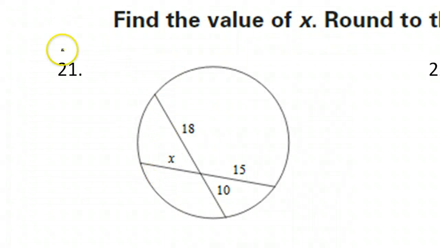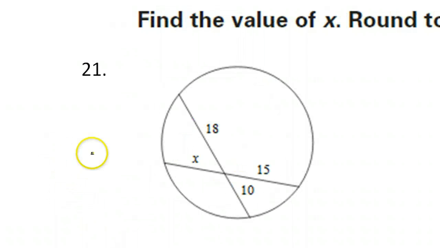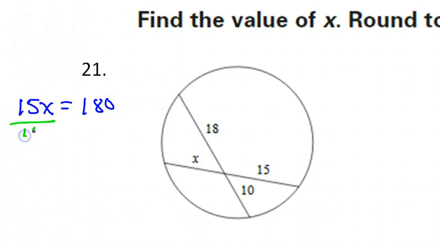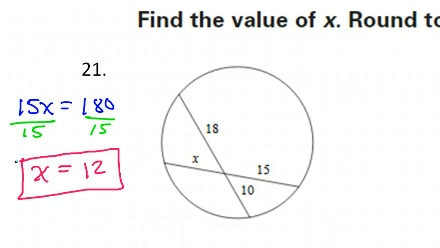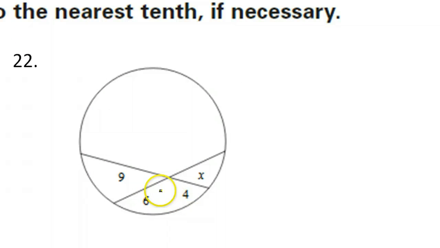So in this case, the relationship gives us that x times 15 equals 18 times 10. X times 15 is also known as 15x. 18 times 10 is 180. So if I want to solve this for x, I will simply divide both sides by 15. Let's see, 180 divided by 15, that's 12. X is 12. So that's number 21.